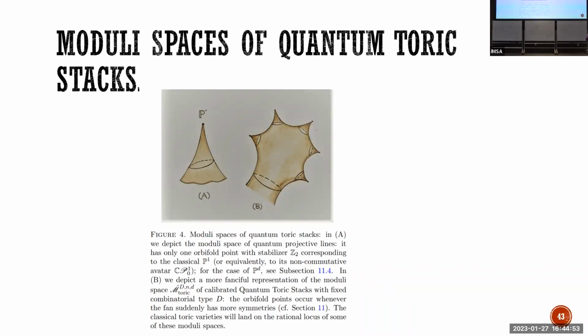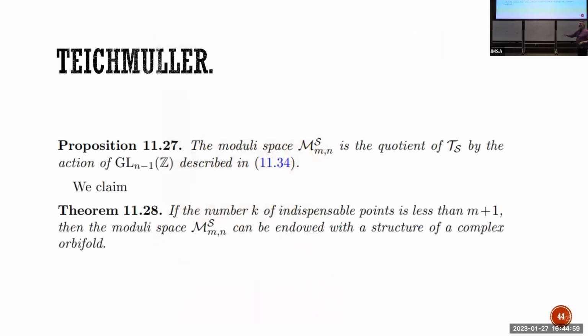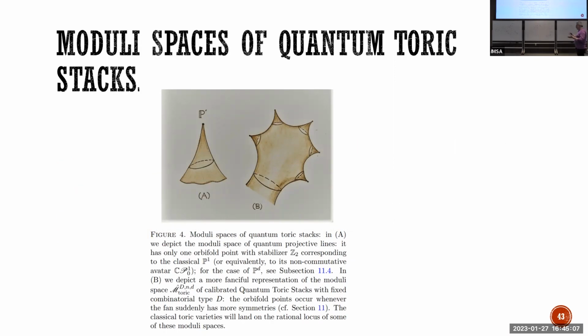Nevertheless, you can imagine, now you have these moduli spaces, and of course the polytopes that have lots of symmetries will be orbifold points of the moduli space. And the moduli space will be an orbifold. And sometimes it will be even a complex orbifold, or almost a complex orbifold. I'll explain what I mean by that.